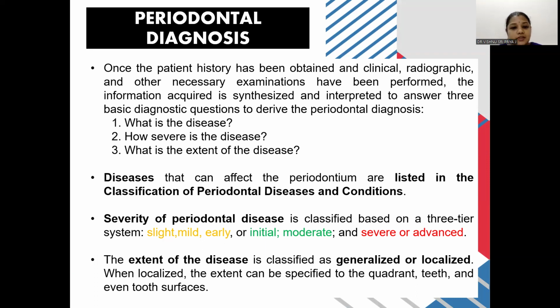Then we come on to the severity of periodontal disease. It is classified based on a 3-tier system. That is, one is slight, mild, early, or initial; then moderate; and then severe or advanced. The extent of the disease is classified as generalized or localized. When localized, the extent can be specified to the quadrant, teeth, or even the tooth surface.